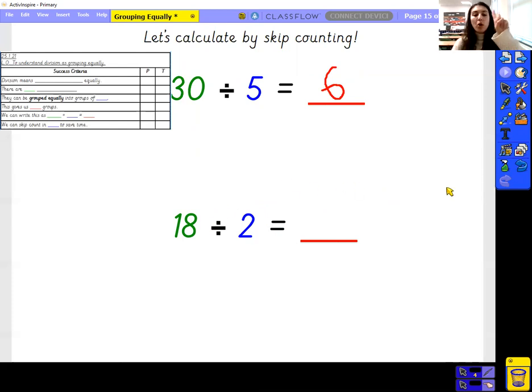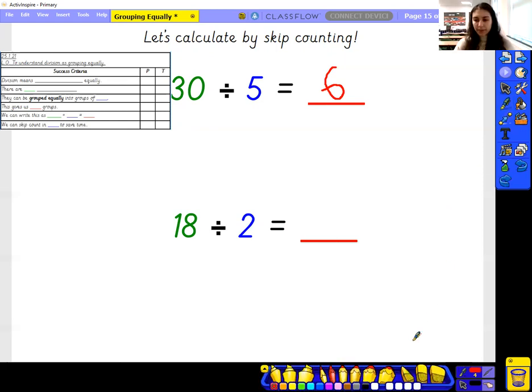So if I had 1 group of 2, that would be 2. 2 groups of 2 would be 4. 3 2s would be 6. 4 2s are 8. 5 2s are 10. 6 2s are 12. 7 2s are 14. 8 2s are 16. 9 2s are 18. So if I had 18 and I put them into groups of 2, I would get 9 groups. Lovely.